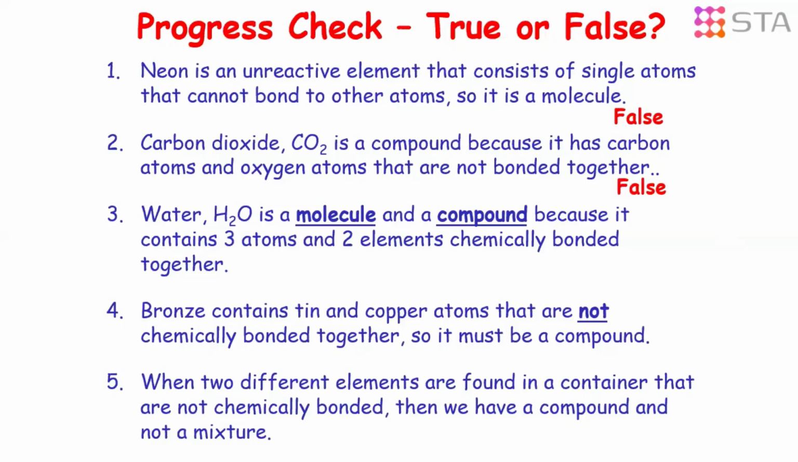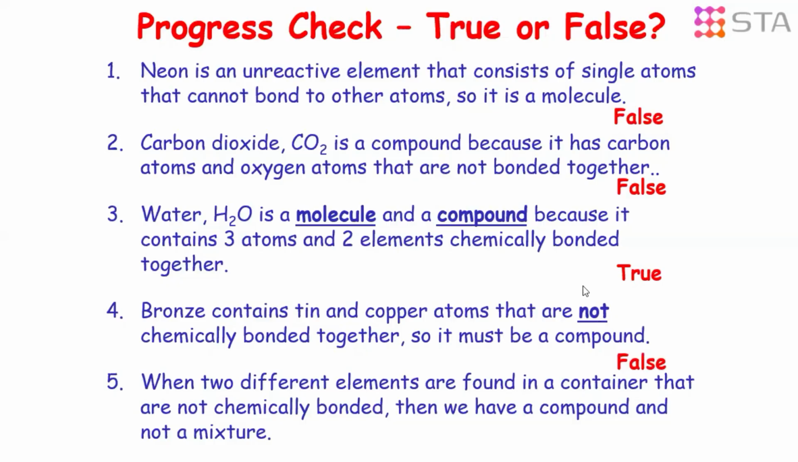Question three: water, H2O, is a molecule and a compound because it contains 3 atoms and 2 elements chemically bonded together. Well, there are 3 atoms and there are 2 different elements, hydrogen and oxygen. So this statement is absolutely true. Question four: bronze contains tin and copper atoms that are not chemically bonded together, so it must be a compound. Well, you have to have different elements bonded together to make a compound, so this statement is false if they are not bonded together.